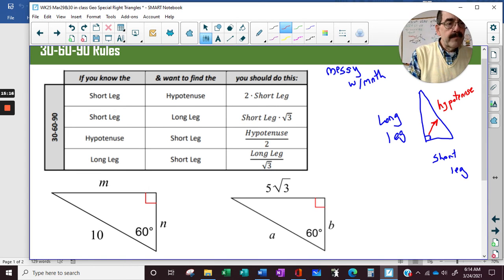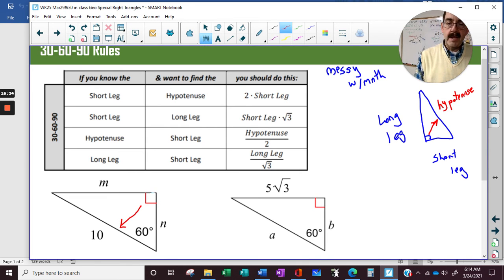Now, pause the video and take a minute and do that on these two triangles. Where's the short leg? Where's the hypotenuse? Where's the long leg? Okay? Pause. All right. Welcome back.